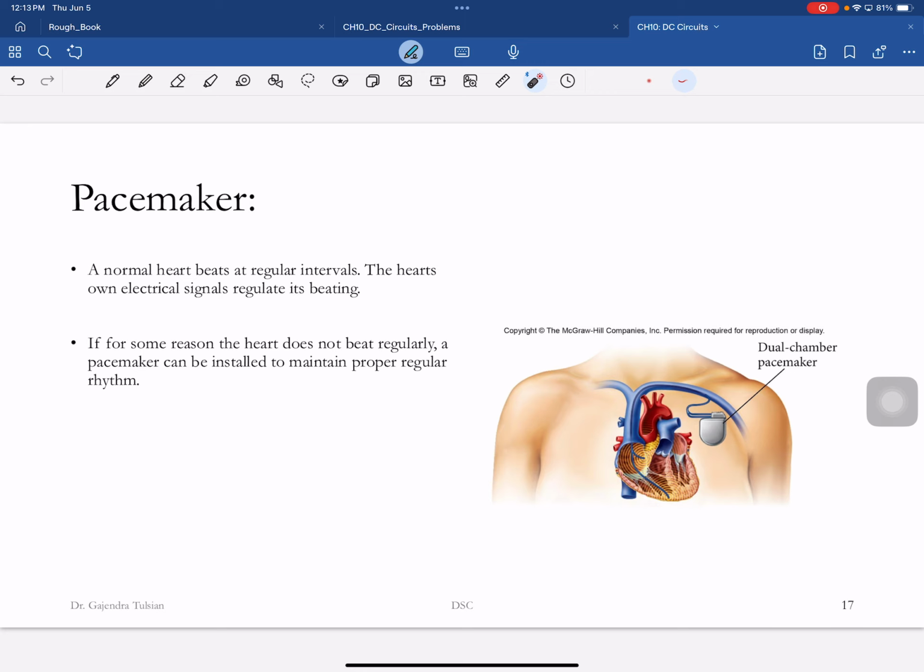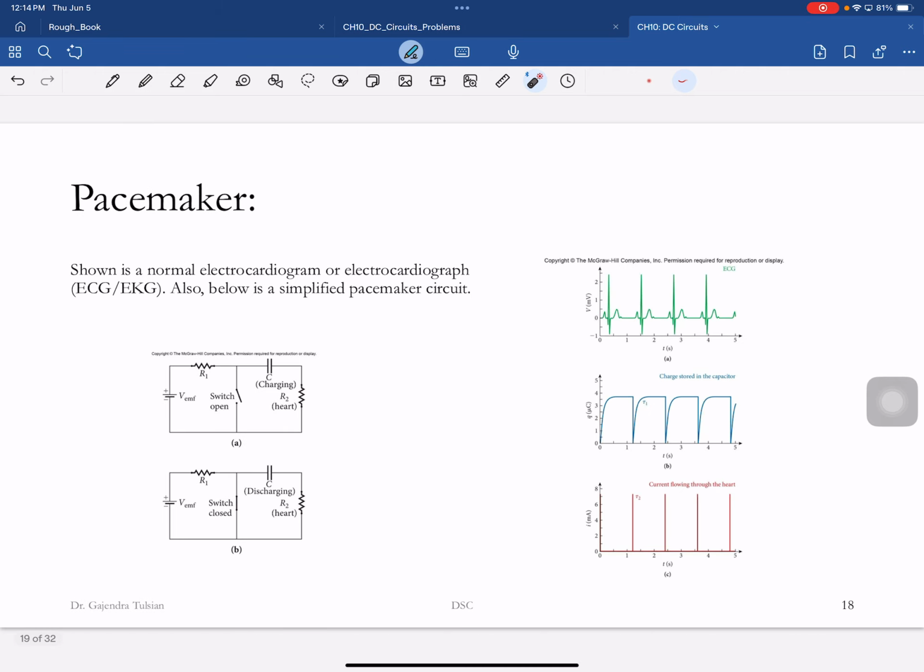Artificial heartbeat. Right. So if your heart doesn't beat regularly, if the circuits in there misfire, you're going to start the heartbeat. Okay, you're going to control it. And here's how you're going to control it.